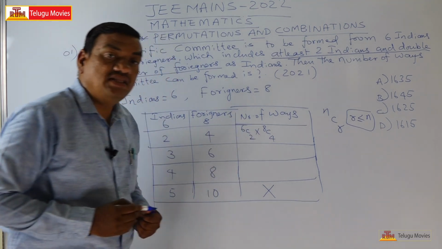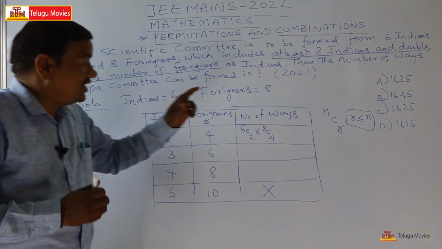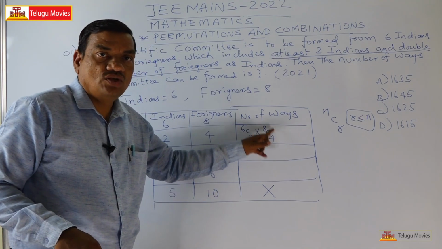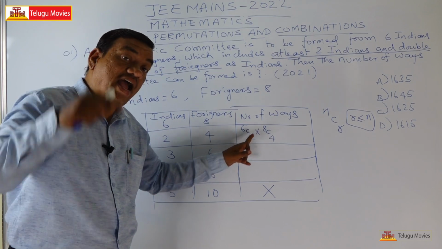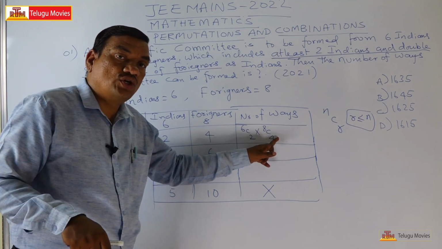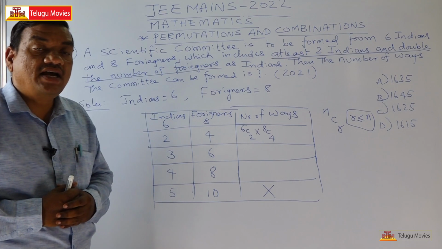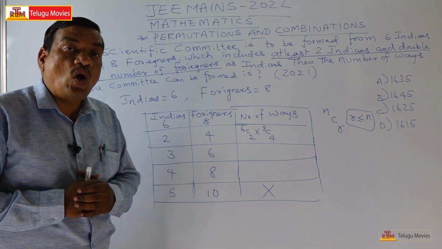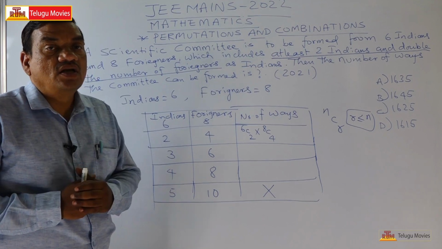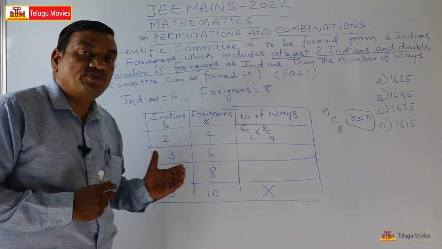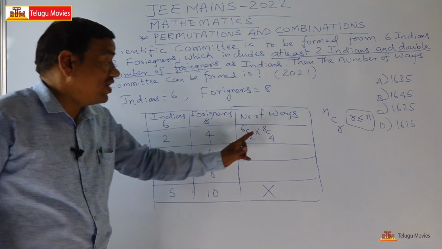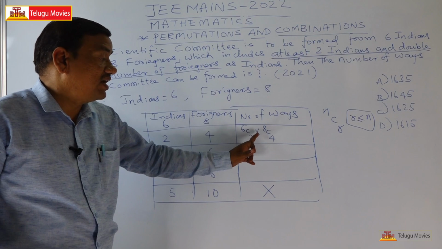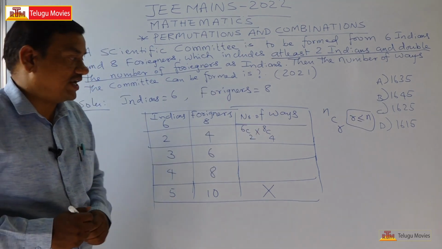So we have to keep a multiplication. Why? Because in this committee both Indians should be there and foreigners also should be there. And means what? Already in the chapters you learned the principle of counting. There are 2 principles, addition principle and multiplication principle. Whenever we have to take compulsorily both the things, then we have to use multiplication.